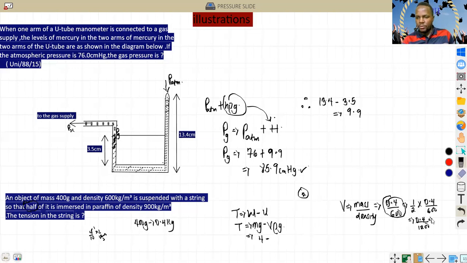This is the volume submerged. Please, I will still leave it like this. I'm leaving it at 0.4 because I hate long values in the calculator over 1,200. Hope students understand how I come about this. I'm multiplying by the density, rho, which is the density of the liquid. What's that? Times 900 times 10. I hope students follow this.